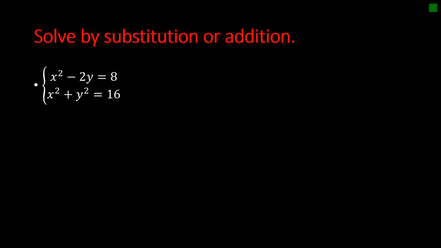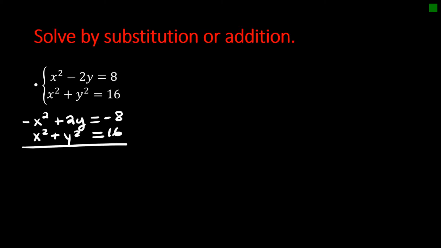So got another one. Here we have x squared minus 2y equals 8, and x squared plus y squared equals 16. Well, here I can eliminate the x squareds. So I'm going to multiply my first equation by negative 1. And my first equation becomes negative x squared plus 2y equals negative 8. I write my second equation as it is. And I'm going to add, the x squareds will go away.